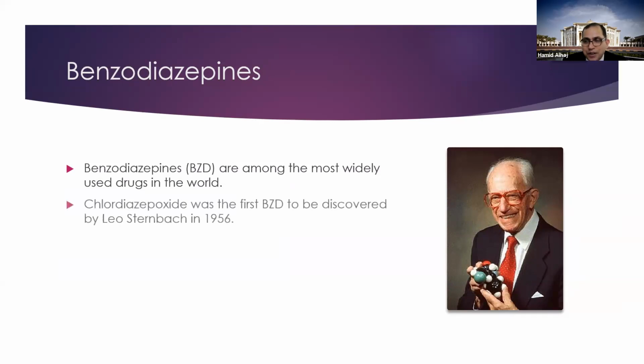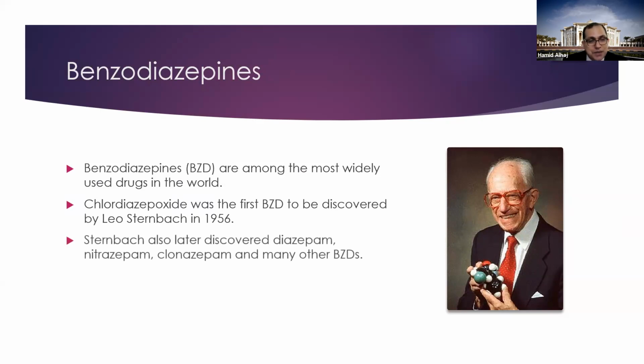I don't know if there are any answers to my question, or about the interactivity of this platform, but it's Leo Sternbach. He discovered chlordiazepoxide in 1956, and then he discovered diazepam, nitrazepam, clonazepam, and many other benzodiazepines. And Valium was the most prescribed medication in the US in the 70s.